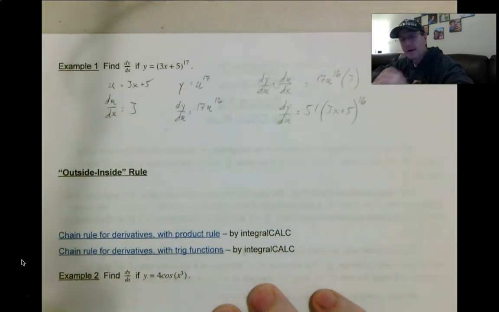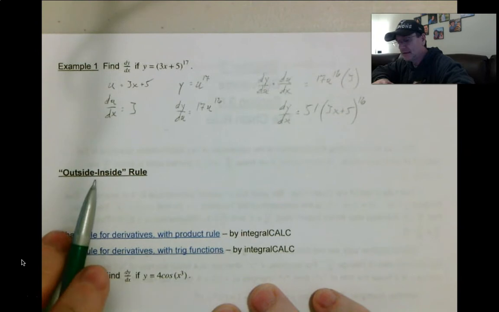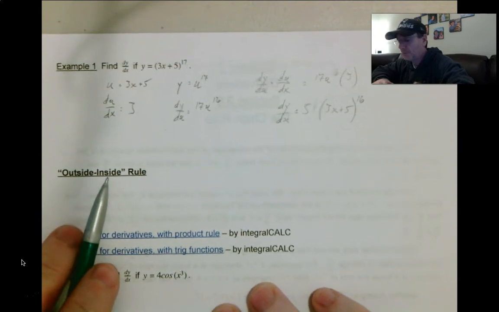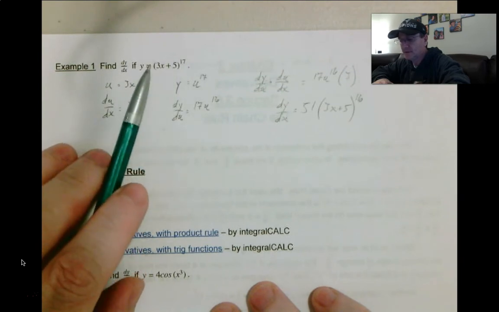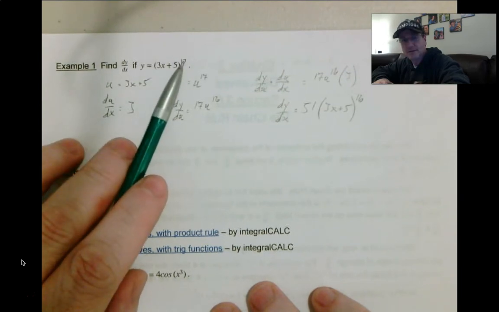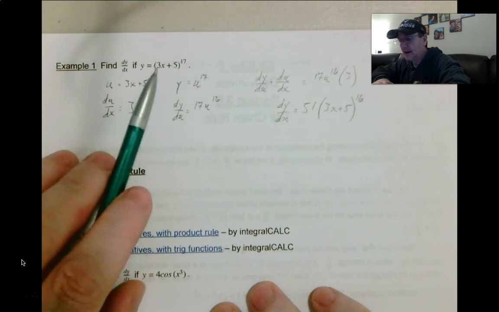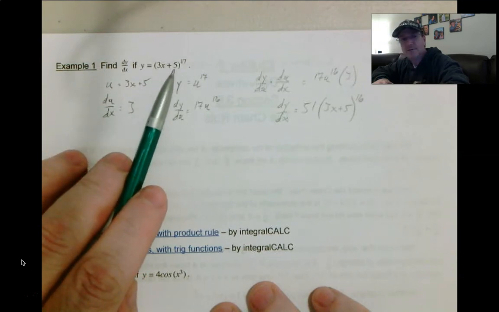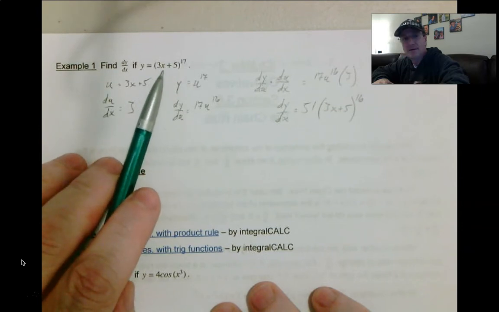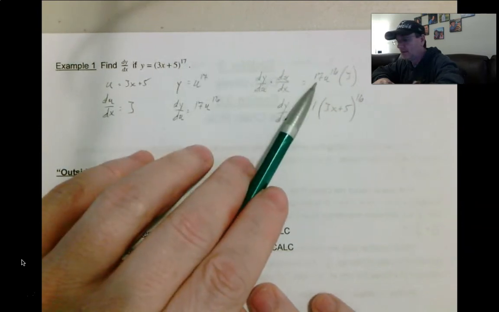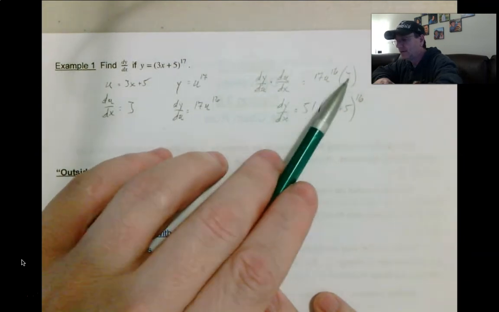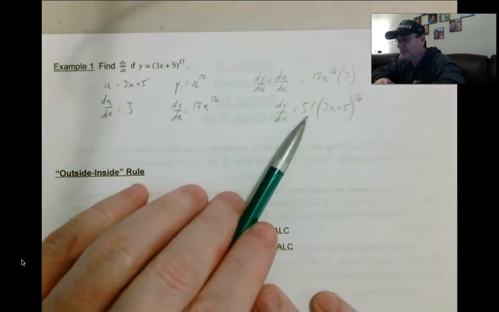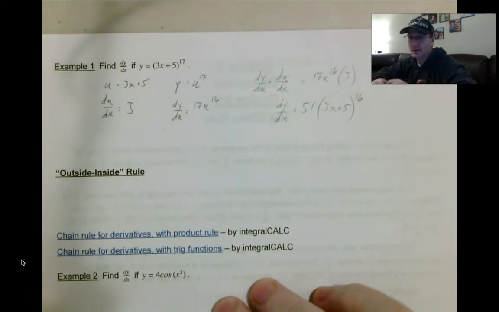Okay. Another way of thinking about this is the inside-out or outside-inside rule. Take the derivative of the outside function. 17 goes down, subtract 1 from the 17, make it 16, and then multiply that times the derivative of the inside function. Derivative of 3x plus 5 is 3. So 17 times 3x plus 5 to the 16th times 3. 3 times the 17 gives you the 51. It's just another way of thinking about that.